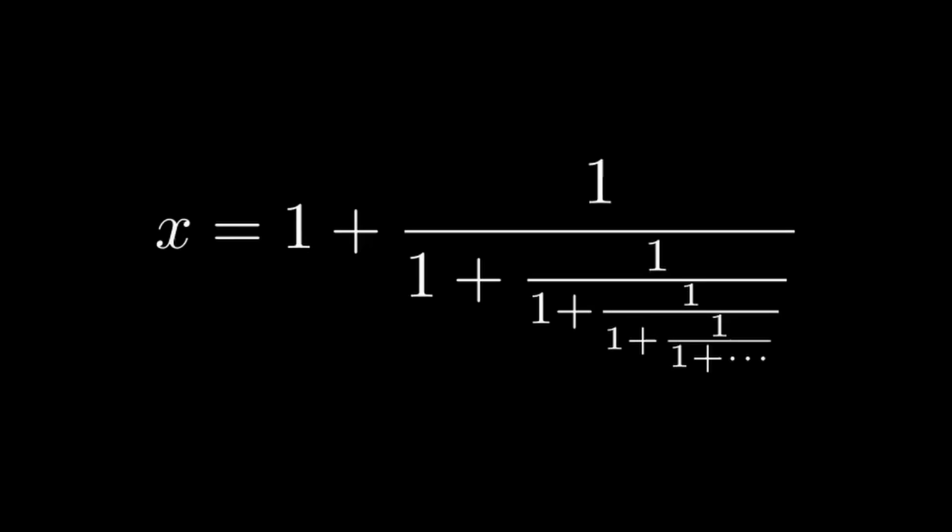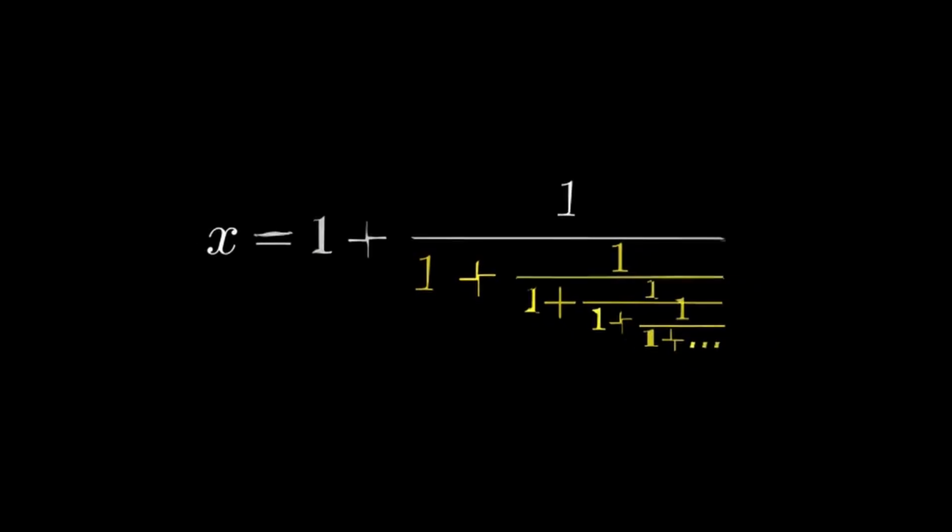The trick is to notice that since this fraction repeats itself indefinitely, we can simply replace this part with x. Now, if we rearrange, it becomes a quadratic we can solve. You may recognize this quadratic. It's satisfied by the golden ratio, phi.